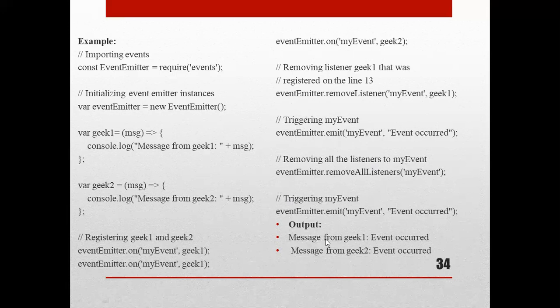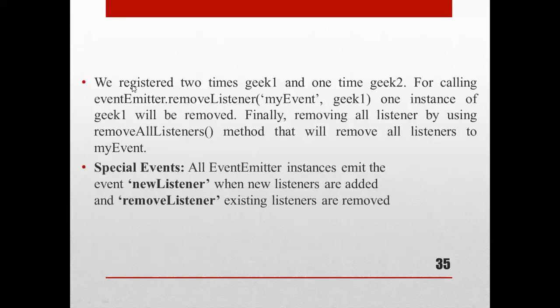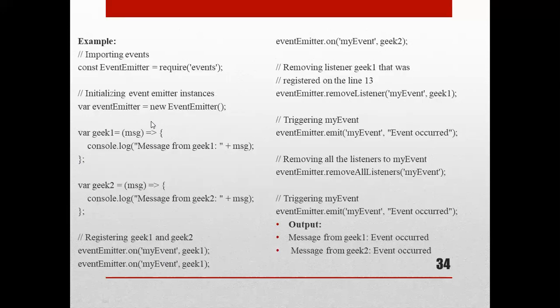So first it will print message from jig1, that is event occurred. Then it will remove all the listeners. Then it will print message from jig2, that is, sorry, event occurred. Here you can see we have registered jig1 two times, and jig2 one time. For calling eventEmitter.removeListener, that is myEvent, jig1, one instance of that jig1 will be removed. We have seen that it will be removed.